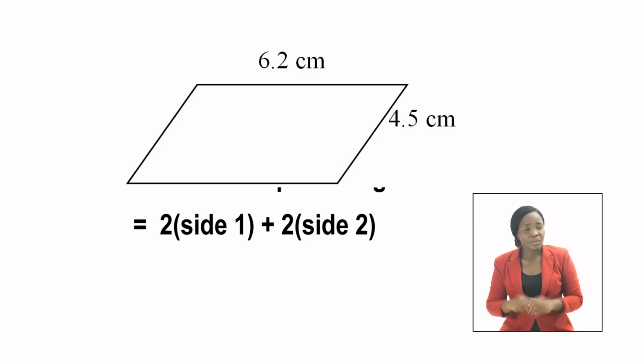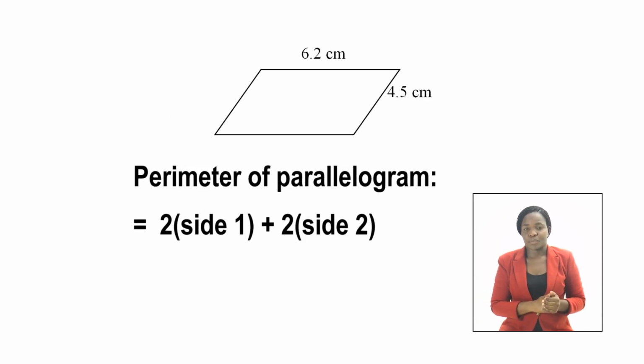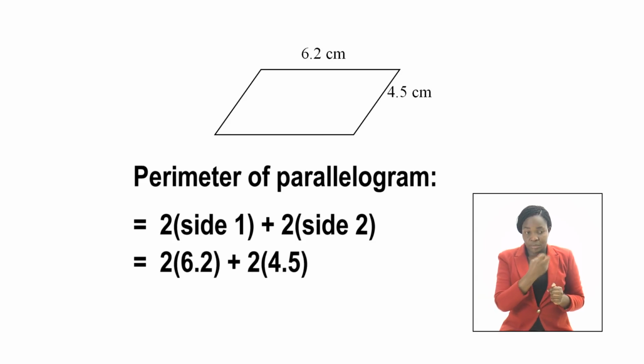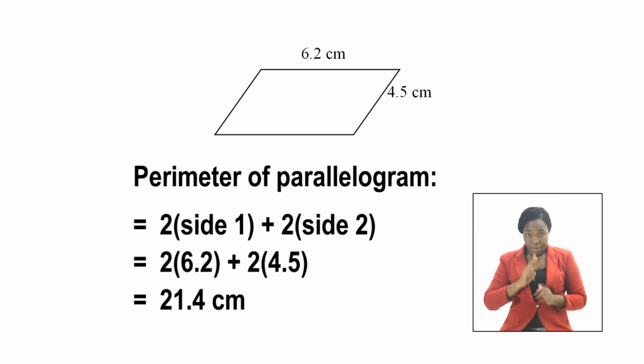Okay, let's apply the formula for the perimeter of a parallelogram. The perimeter will then be 2 times 6.2 plus 2 times 4.5 and we get 21.4 centimeters. Great! We are done for now. Tomorrow we can work on more quadrilaterals.